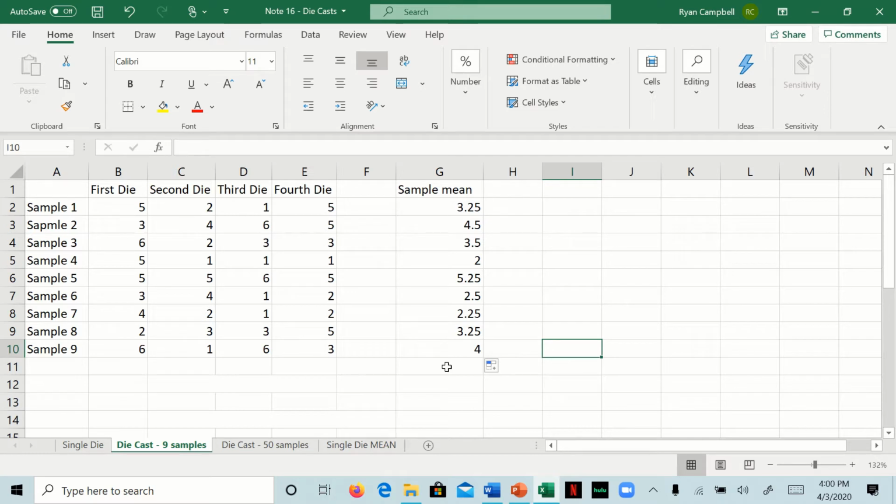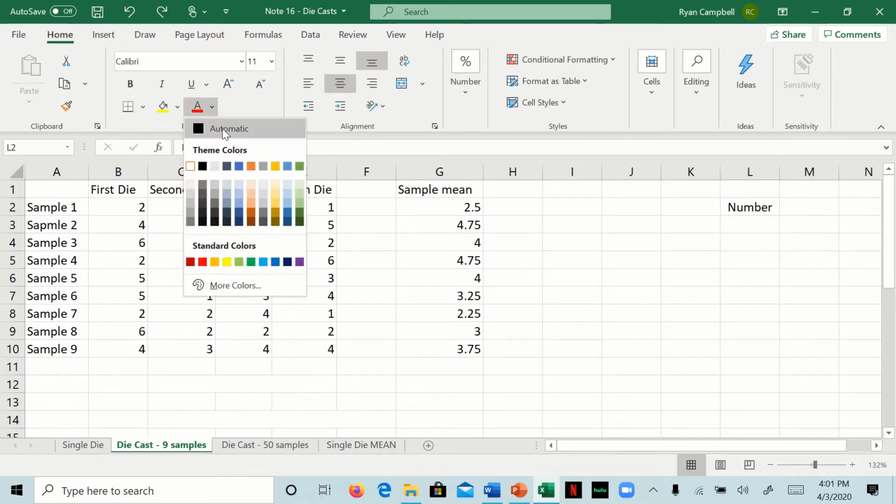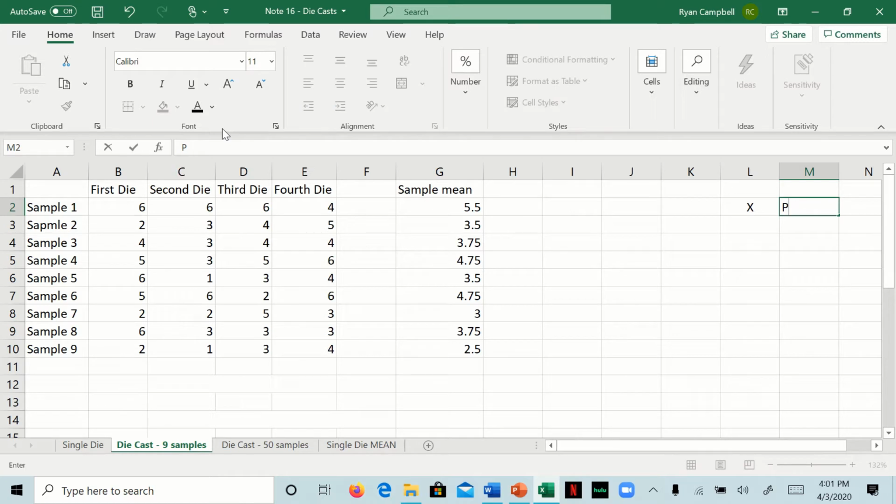Now, what I want to do is let's take the average. Nope, I lied. Let's not do that yet. What we're going to do instead is make a new distribution, but this time our x is going to be the sample, and we're going to write the number of them.